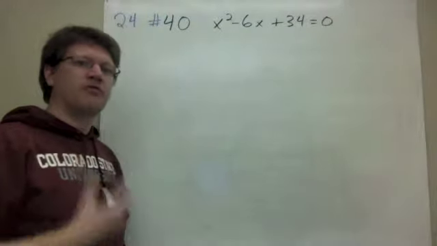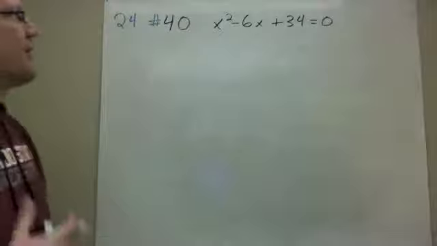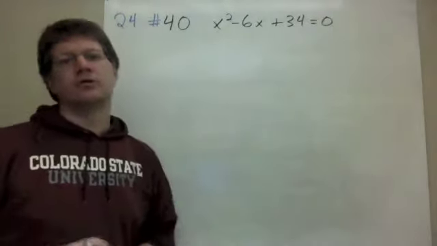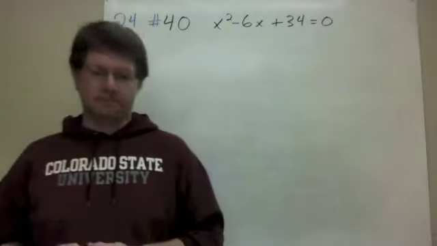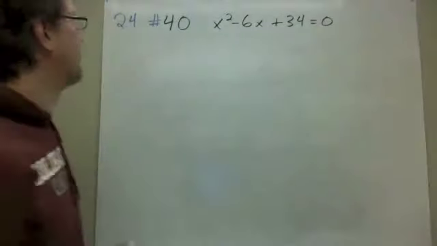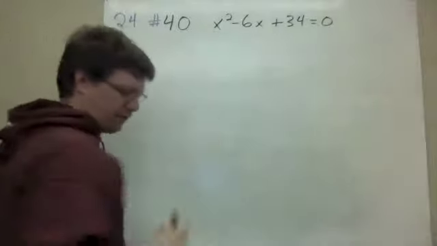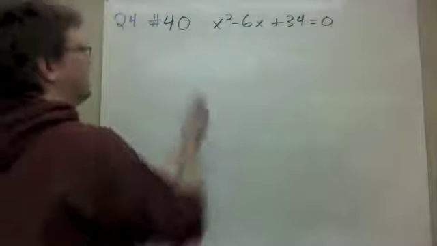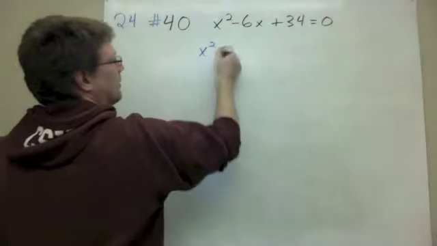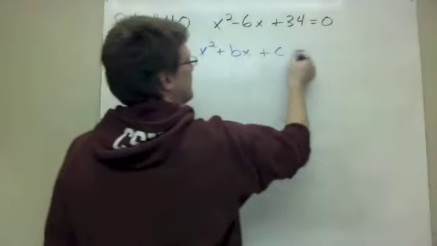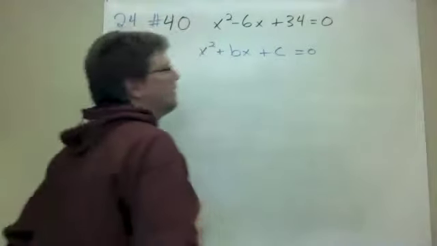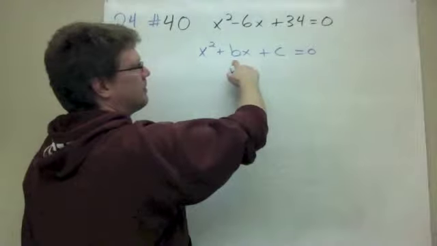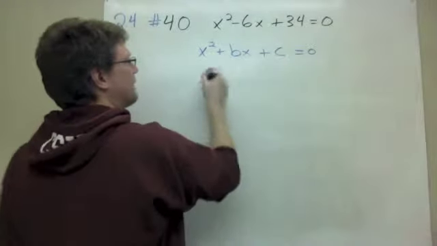Section 2.4, number 40. We're given the quadratic equation x squared minus 6x plus 34, and we are told to solve this one by completing the square. Now, remember, completing the square, we have a form of x squared plus bx plus c is equal to 0. We take half of b, square it, add it, and subtract it.